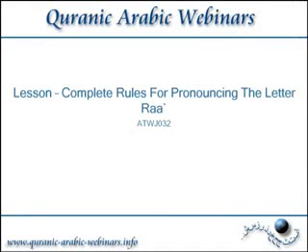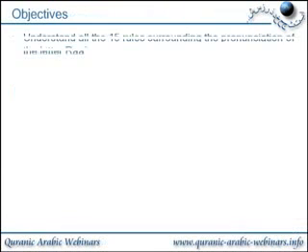This lesson is about the complete rules for pronouncing the letter Ra. Objectives: to understand all the 15 rules surrounding the pronunciation of the letter Ra. And what we're talking about here is there's 15 rules which help you to determine whether the Ra should be tafkhim or tarqiq, i.e. heavy or light.